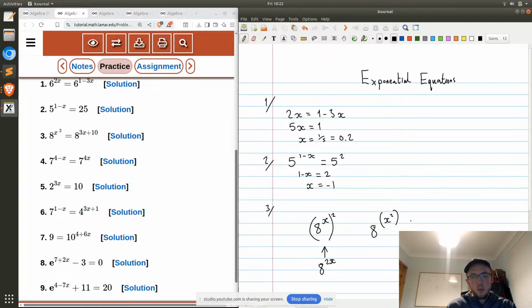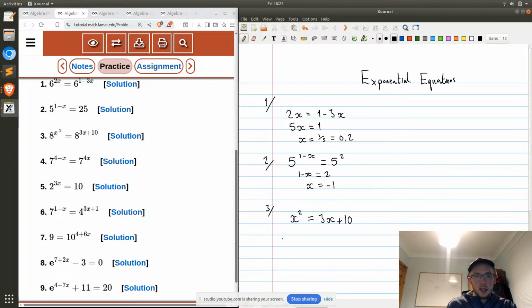So when you have a tower of powers, like 3 to the 4 to the 5 to the 6, you work your way down the tower. So you do 5 to the 6 first, then you do 4 to the power of that, then you do 3 to the power of that. Okay? Okay, with having stated that, let's now solve this. So we just equate the exponents. So x squared is equal to 3x plus 10.